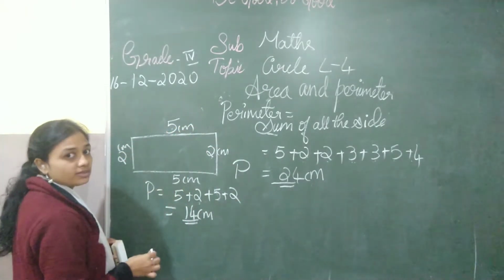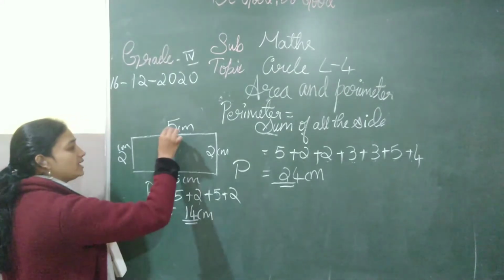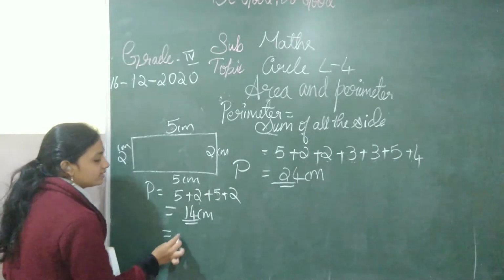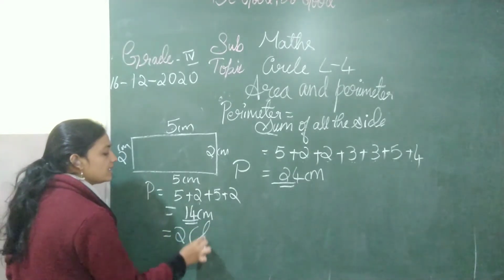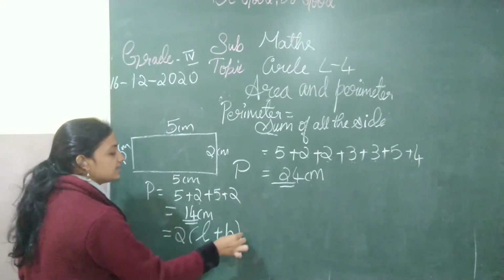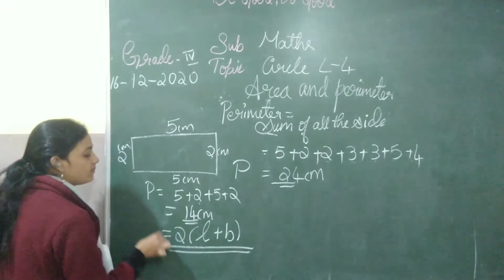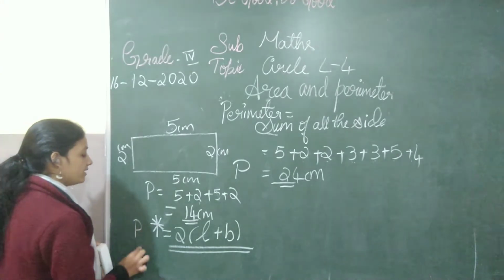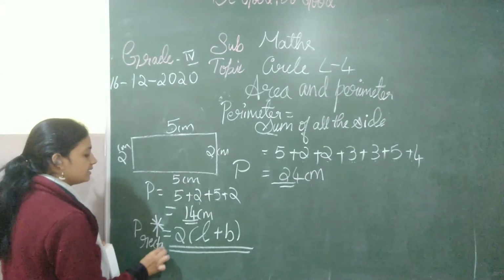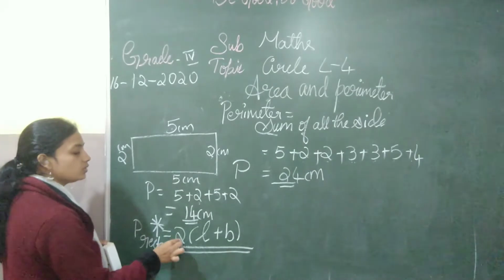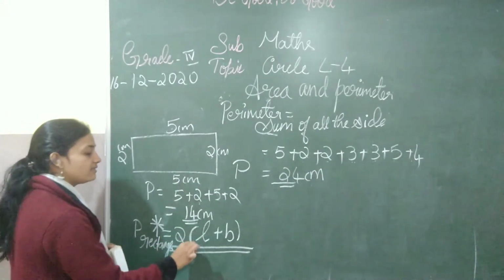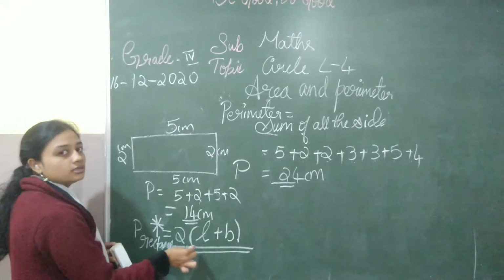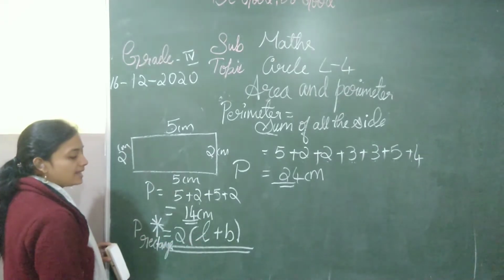Right? So for this you have a simple formula. Instead of writing 5, 5, 2, 2 like this, you have a simple formula: 2 into (L plus B). This is very, very important. So perimeter of a rectangle is equal to 2 into, we have represented using a bracket, (L plus B). This is the formula to find the perimeter.